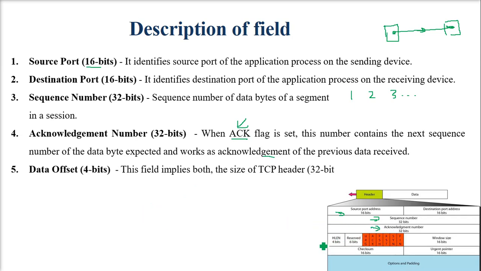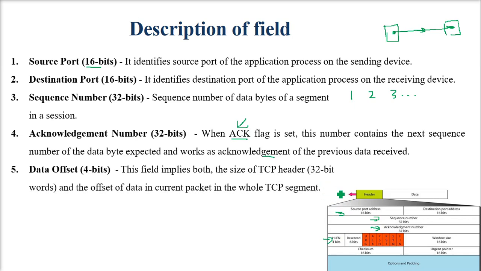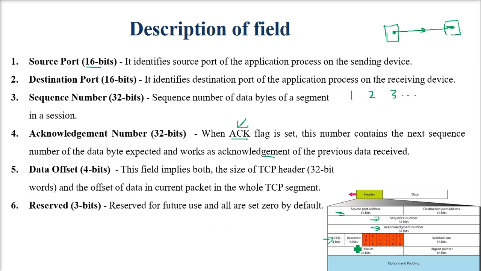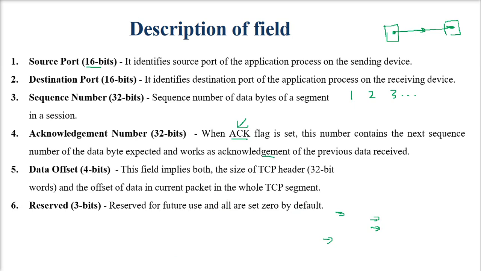And data offset. We have data offset as 4 bits. This field implies the size of the TCP header in 32-bit words, and the offset of the data in the current packet in the whole TCP segment. Then we have the reserved bits, reserved for future use, and they are set to 0 by default.